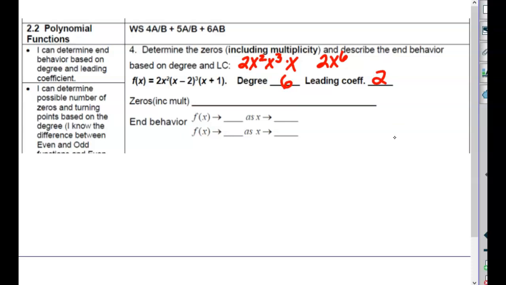Even degree means the ends go the same way. Positive leading coefficient means both ends go up, okay? I have no idea what it's doing in the middle. But that means y approaches infinity, both on the left and on the right.